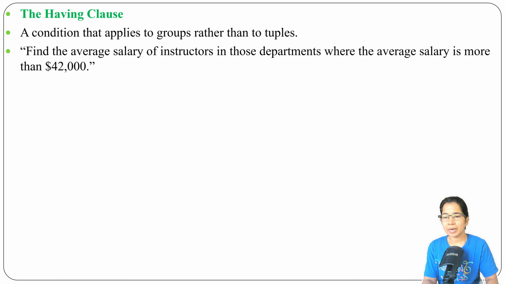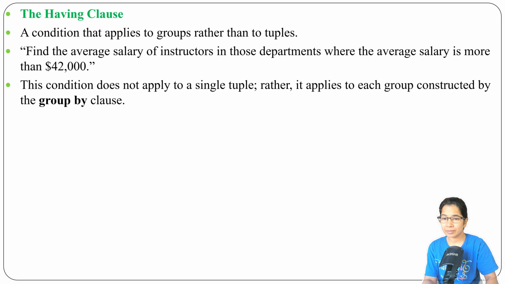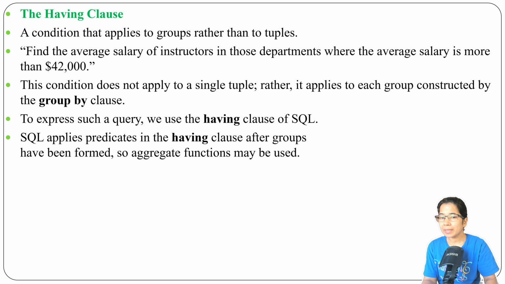Let's see one example. Find the average salary of instructors in those departments where the average salary is more than $42,000. So first we need to find the average salary and show the departments whose average salary is greater than 42,000. First we group by department name with their average salary. Then on that we can apply the having clause condition that it should be greater than 42,000. We apply the having clause after groups have been formed, so the aggregate function can be applied. Like here, first we'll group on department name, then we'll apply the having clause on average salary.